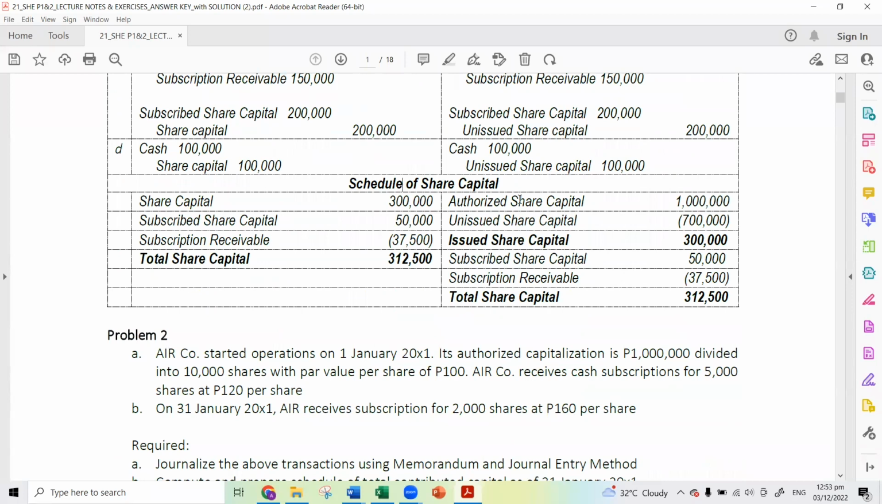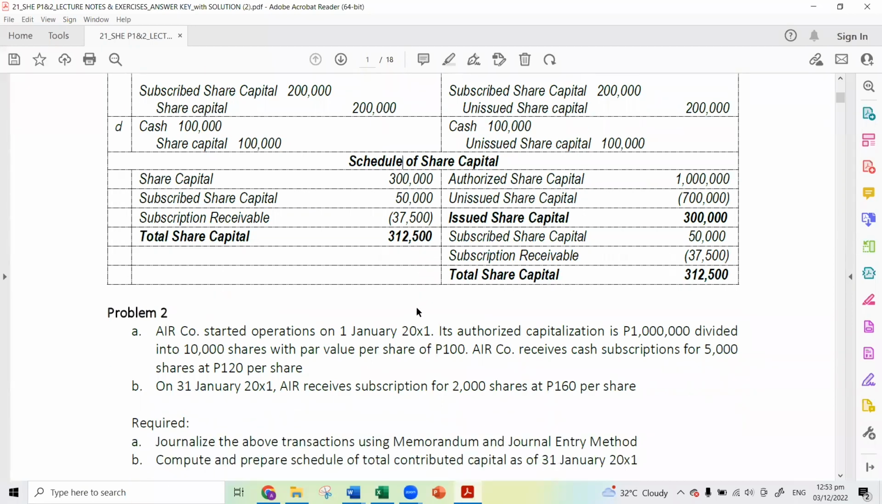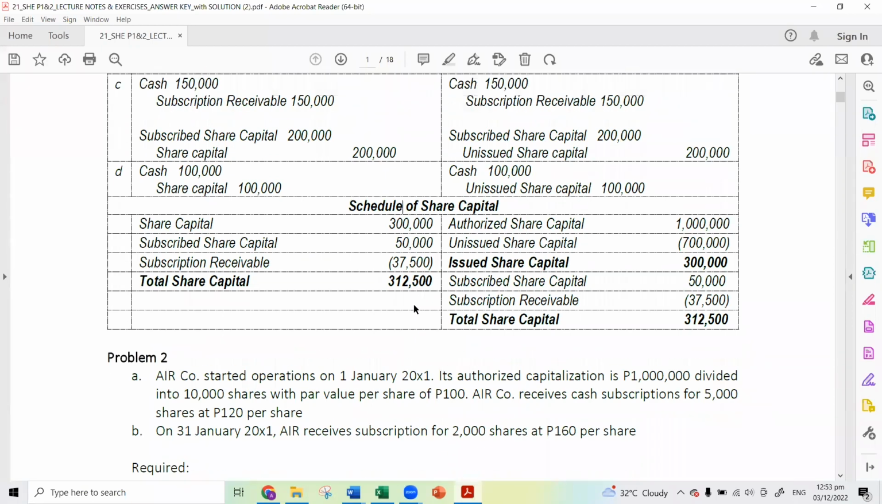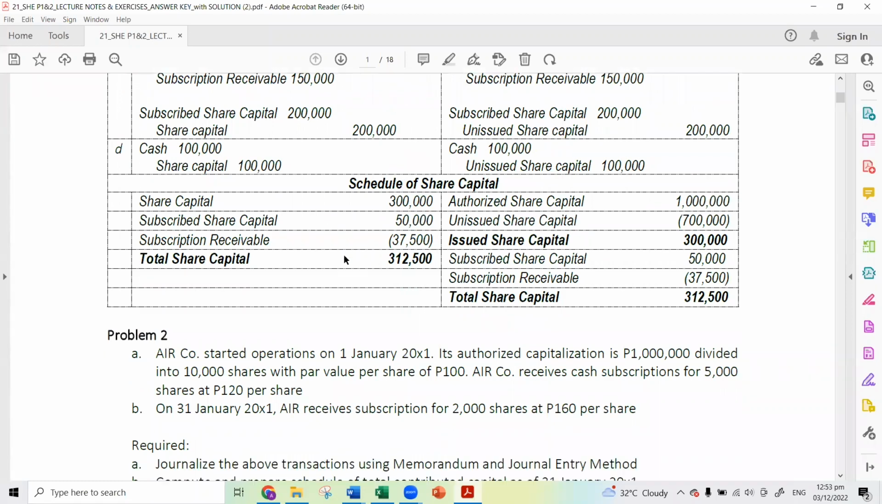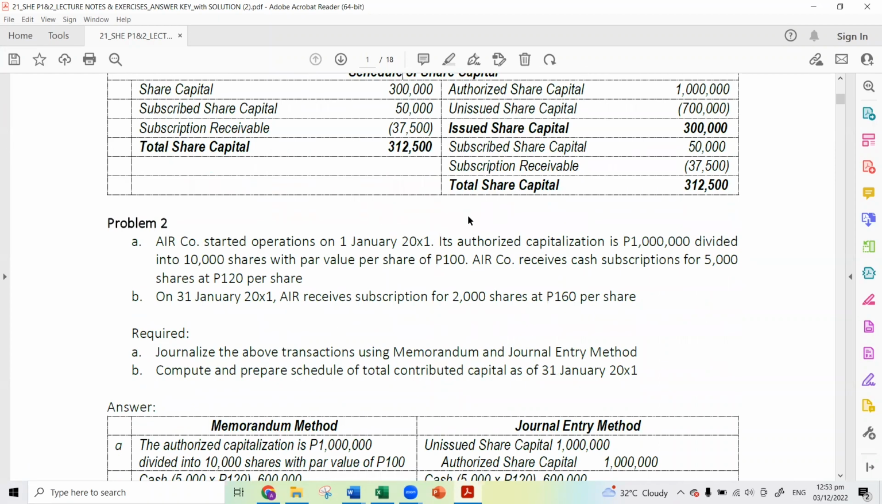So, schedule of share capital. So, the subscription receivable is presented as a deduction. And again, most companies use the memorandum method, class. No? So, ibig sabihin, sa mga succeeding illustrations or problems related to this, since most companies use the memorandum method, so this will be the method that we will be using in the subsequent problems. Okay?